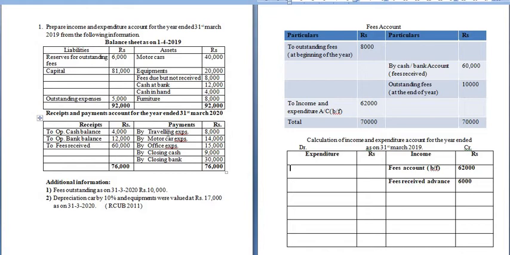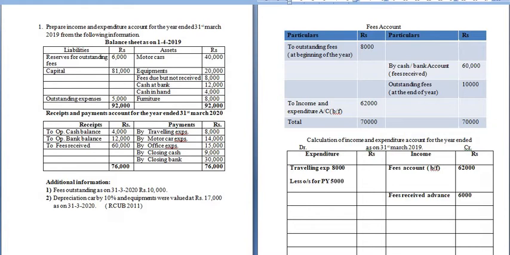Almost all is over. So first we have to take traveling expenses. How much? First take traveling expenses. You should take 8,000, because we have outstanding from the last year. So 8,000. Next, less outstanding for PY, previous year. How much is it? 5,000. So the outer column will be 3,000.